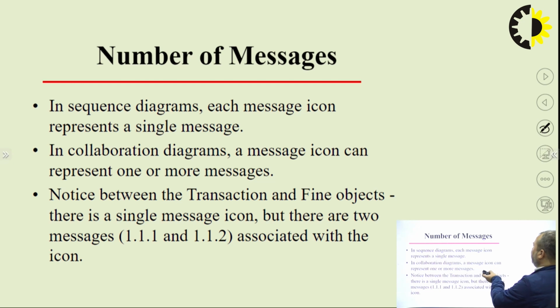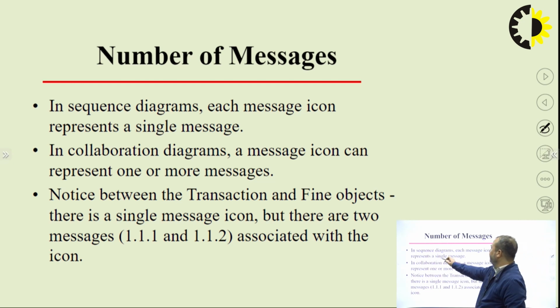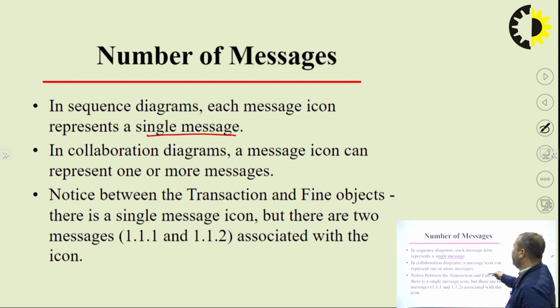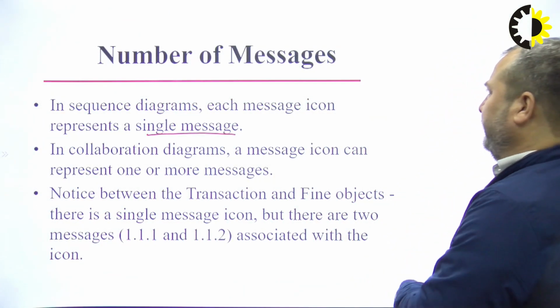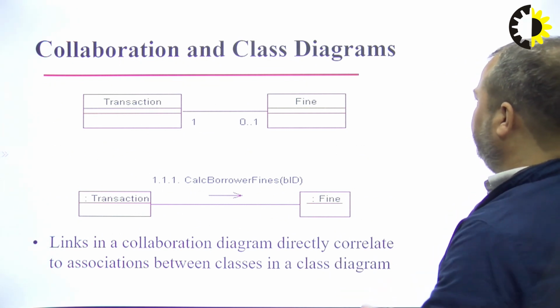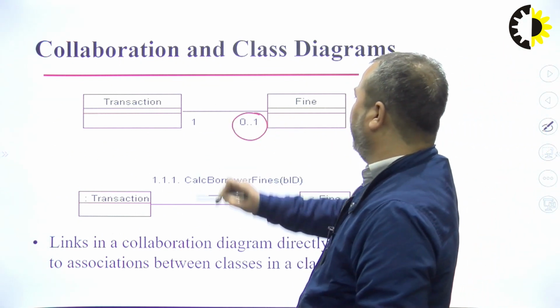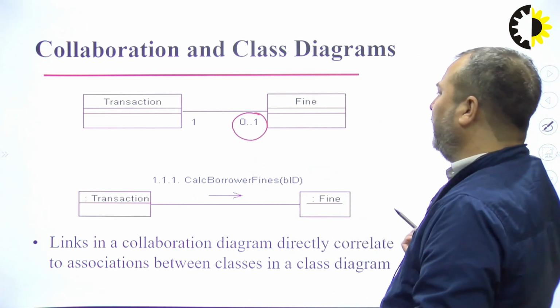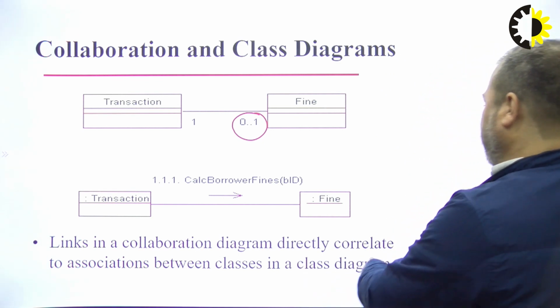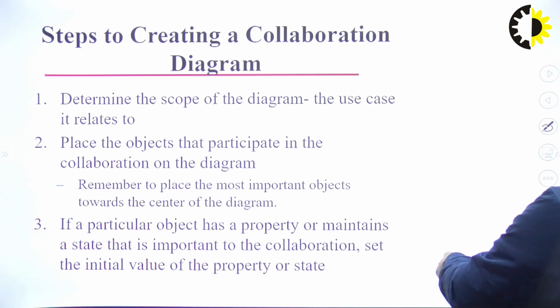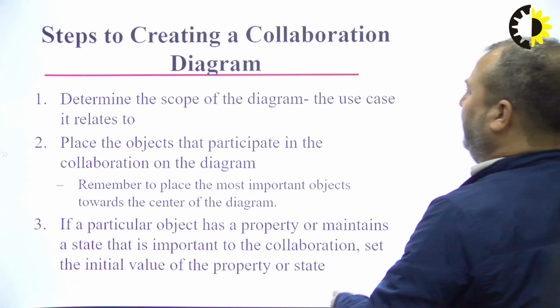Number of messages. In a sequence diagram, each message icon represents a single message. In a collaboration diagram, a message icon represents one or more messages. Even in a collaboration diagram there can be more than one message, and you can represent that by sequencing. Okay, so this is the association, like one to one, one to many, and so on. Links in collaboration directly correlate to associations between classes in a class diagram.